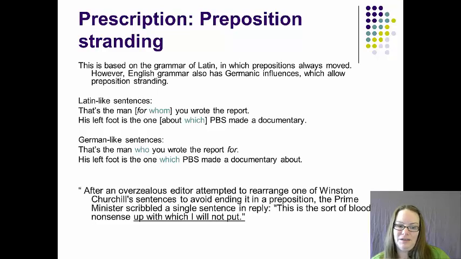An overzealous editor once attempted to rearrange one of Winston Churchill's sentences, and he was upset over this, and so he scribbled a single sentence in reply. He said, "This is the sort of bloody nonsense up with which I will not put," trying to show them how ridiculous it was to try to move all of the prepositions, instead of him saying something like, "I will not put up with that," or "I will not put up with it." Right? So he moved his prepositions to the beginning to show them how ridiculous that was.